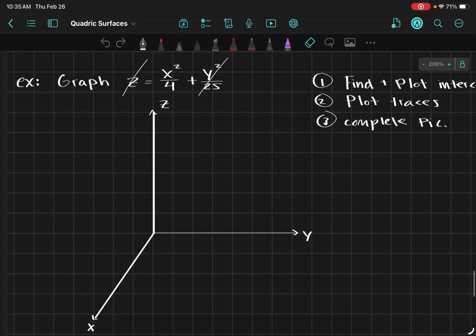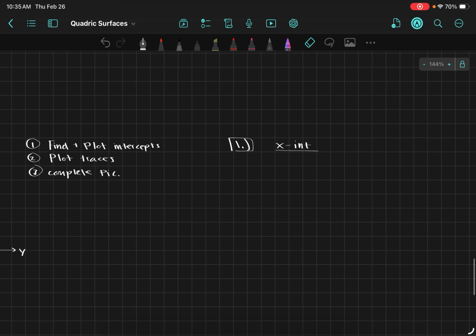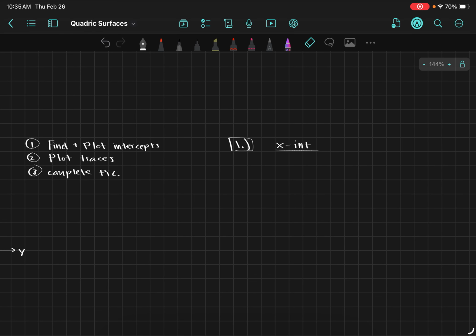First of all, the question asks us to graph z is equal to x squared over 4 plus y squared over 25. We have our three-dimensional graph right here, and we have our strategy laid out right there. First of all, we are going to find and plot the intercepts, then we are going to plot our traces, and then we are going to complete our picture. So, moving on to step 1, we are going to find and plot our intercepts.